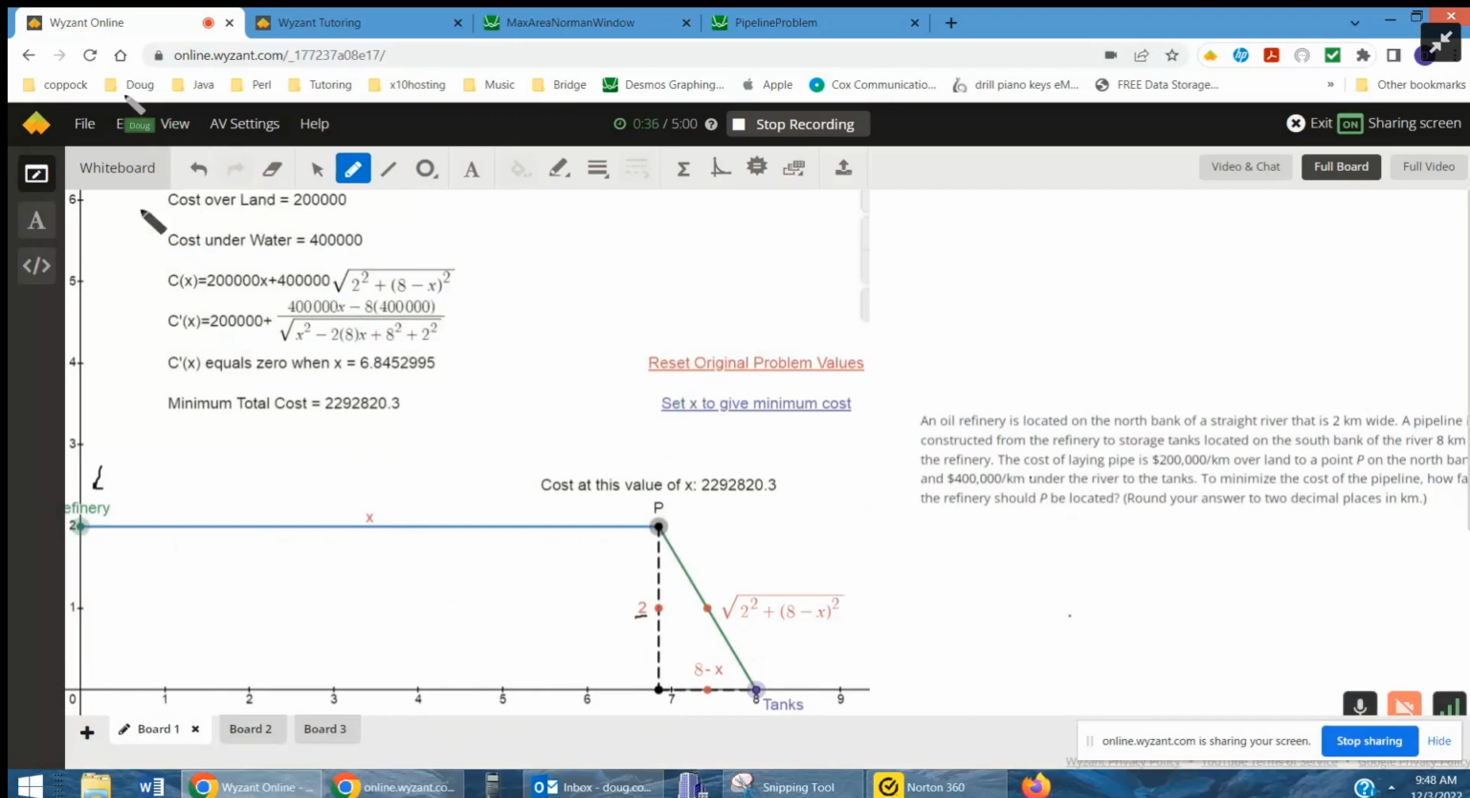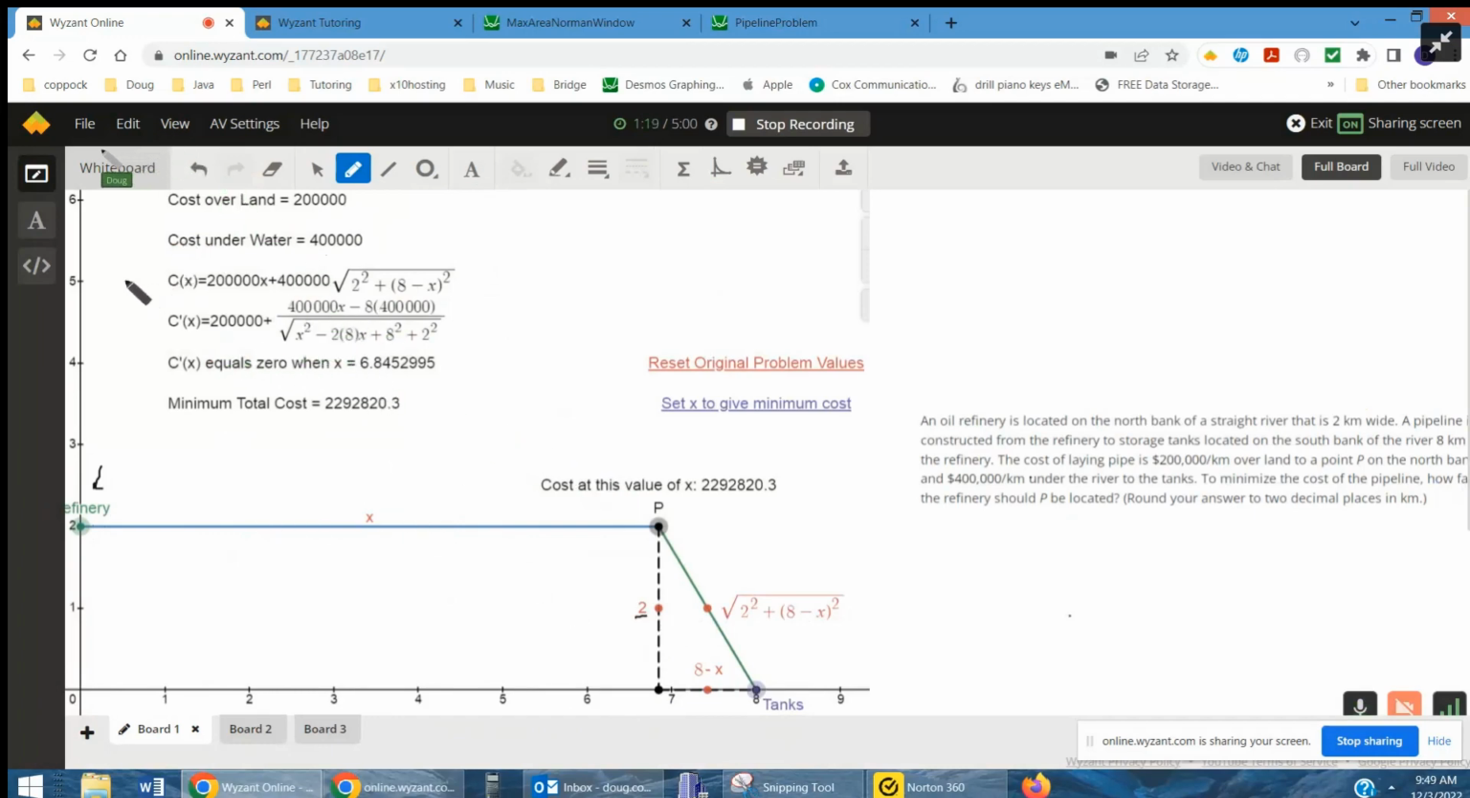Okay, and the cost of a pipeline over land, which is $200,000, is half as much as the cost underwater, which is $400,000 per mile. And we want to minimize that cost. So we want to minimize the cost by saying we're going to have this point P at some distance X along the North River bank, and then we're going to go the rest of the way underwater. That's the cost we want to minimize.